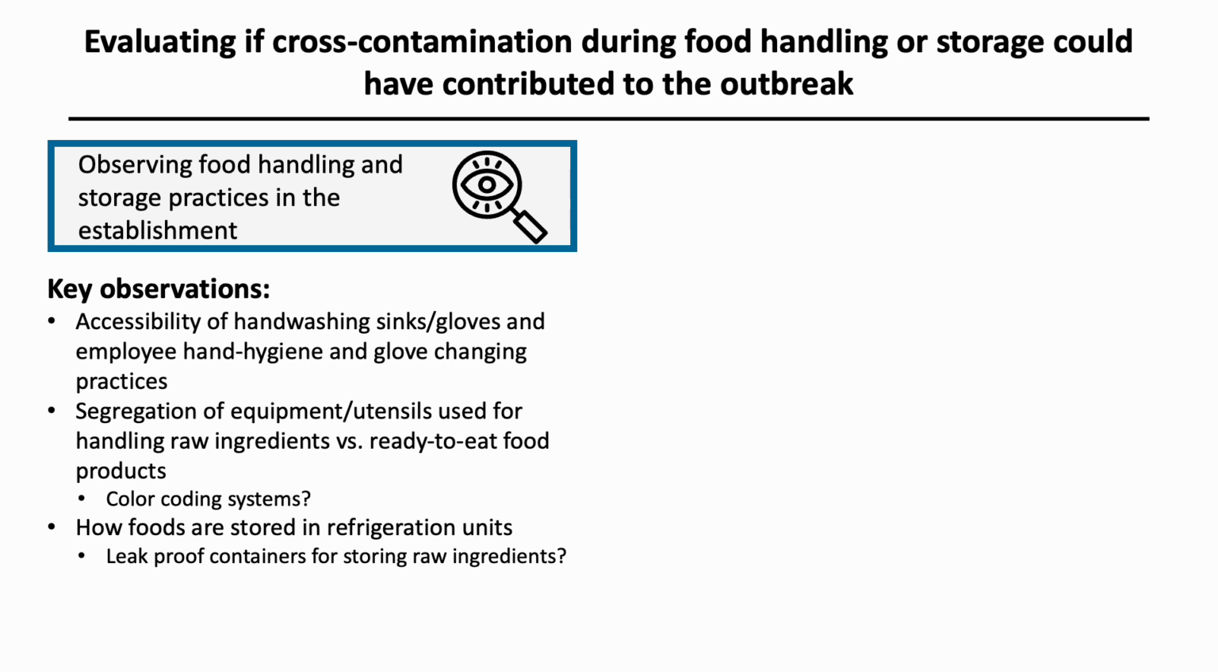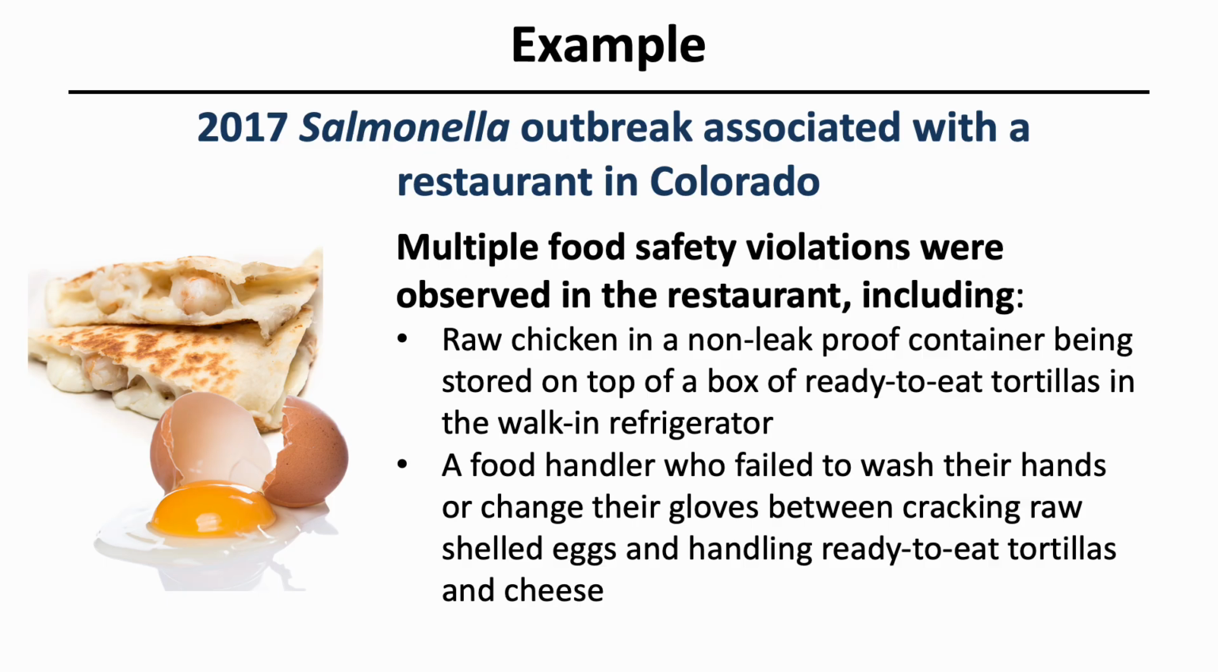risk of Salmonella outbreaks. For example, in a 2017 Salmonella outbreak associated with a restaurant in Colorado, environmental health investigators conducted a site visit to investigate the outbreak, where they observed multiple food safety violations, including 1. Raw chicken in a non-leak-proof container being stored on top of a box of ready-to-eat tortillas in the walk-in refrigerator, as well as 2. A food handler who failed to wash their hands or change their gloves between cracking raw shelled eggs and handling ready-to-eat tortillas and cheese.